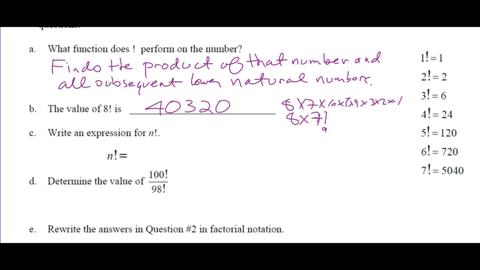Okay, what's an expression for n factorial? Where do we start? N. N minus 1. N minus 1. And where do we end? We're going to end off with 3 times 2 times 1. This presumes that n is greater than 3, but you've got the idea, right? You're just going to start with a number, multiply it by the next lower number, by the next lower number, and so on. Okay, what's 100 factorial over 98 factorial?